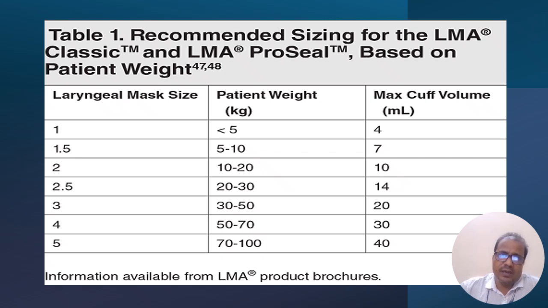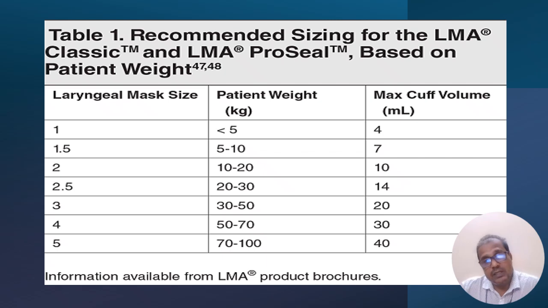There are many different sizes of LMA according to the weight of the patient, and there are 7 types. For a patient weighing less than 5 kg, we can use number 1; 5 to 10 kg, 1.5; 10 to 20 kg, number 2; 20 to 30 kg, 2.5; 30 to 50 kg, number 3; 50 to 70 kg, number 4; and 70 to 100 kg, we can use number 5.